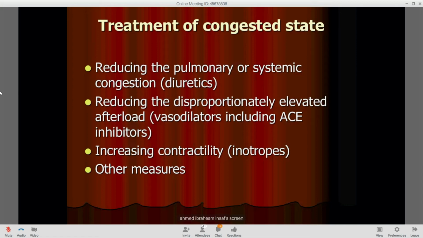With that, if there is no response, we increase contractility. We use inotropes. This is the end stage treatment and usually has a poor prognosis.